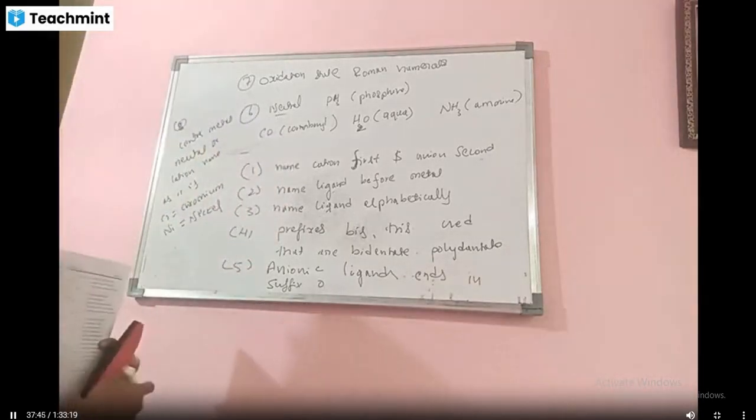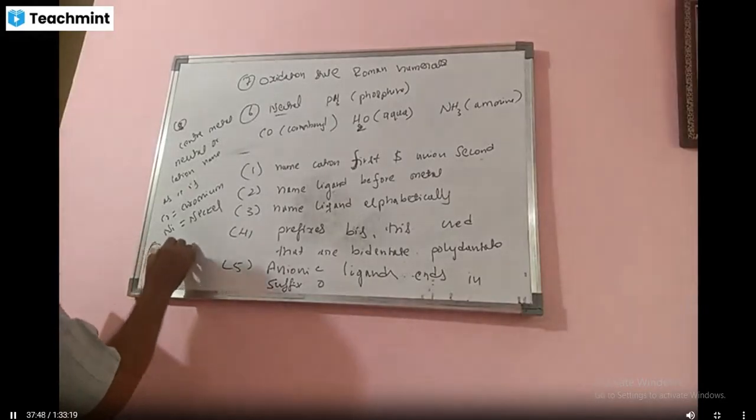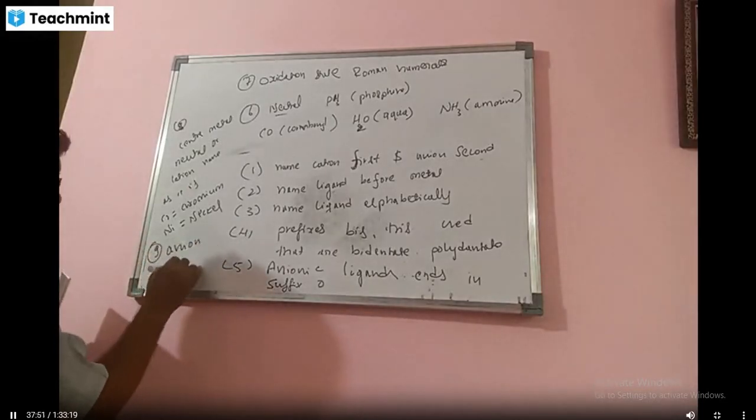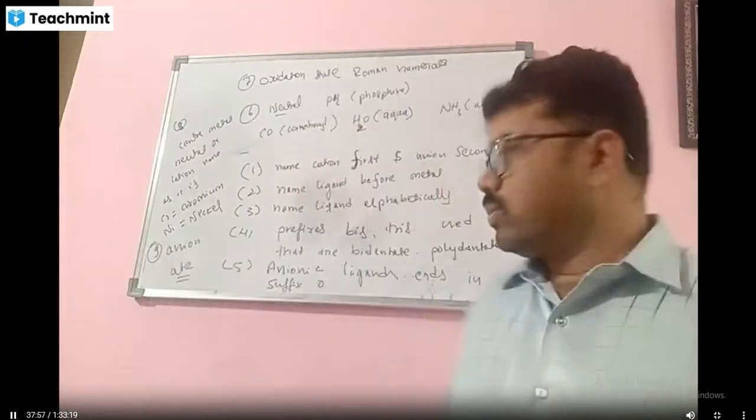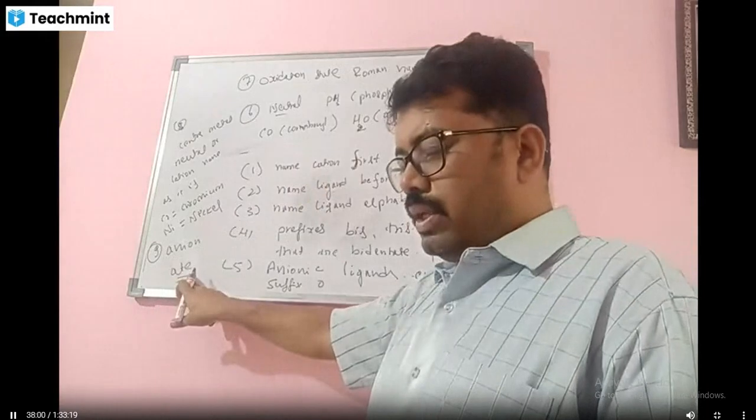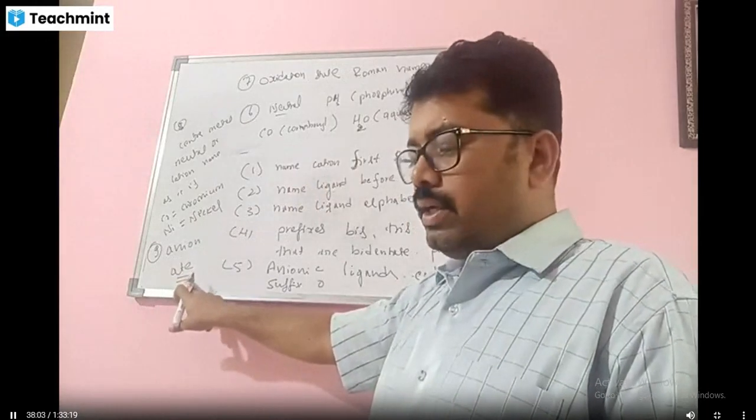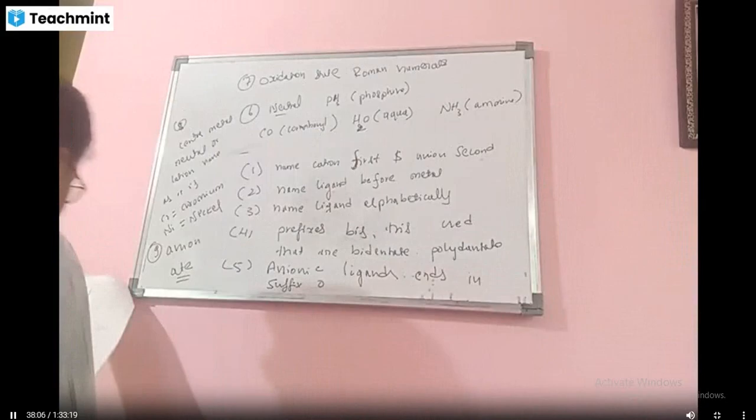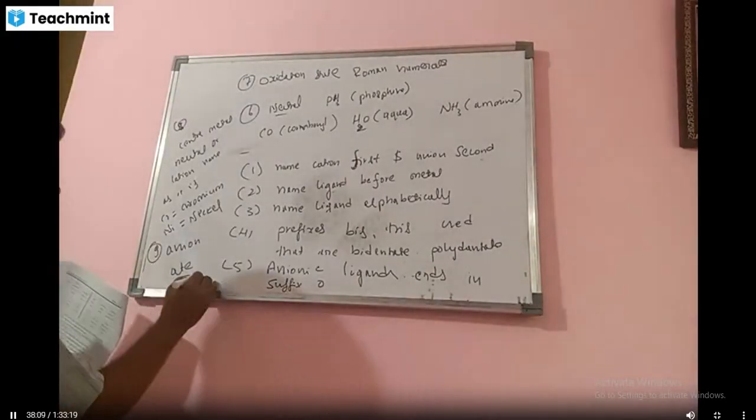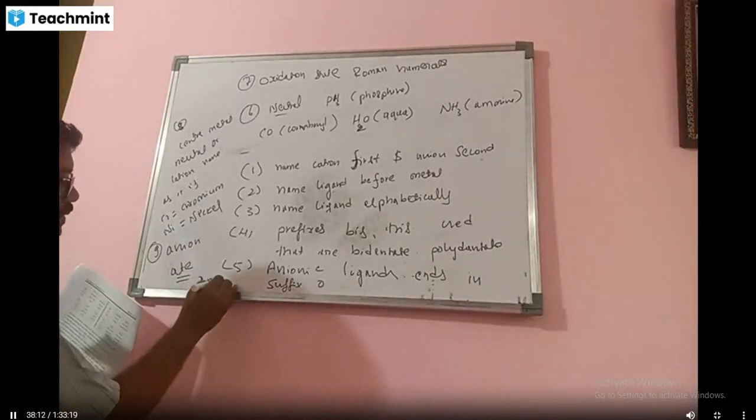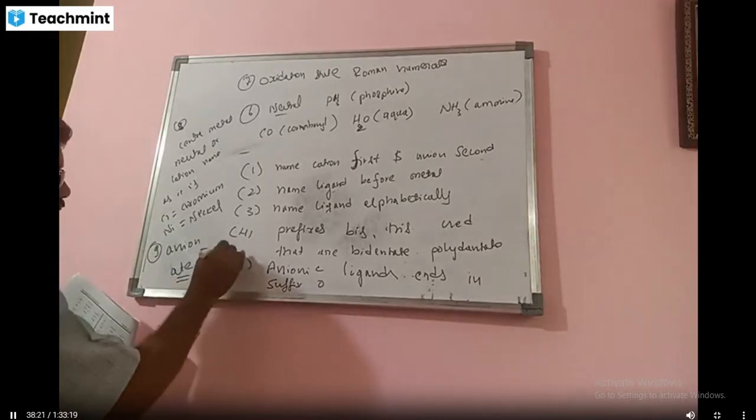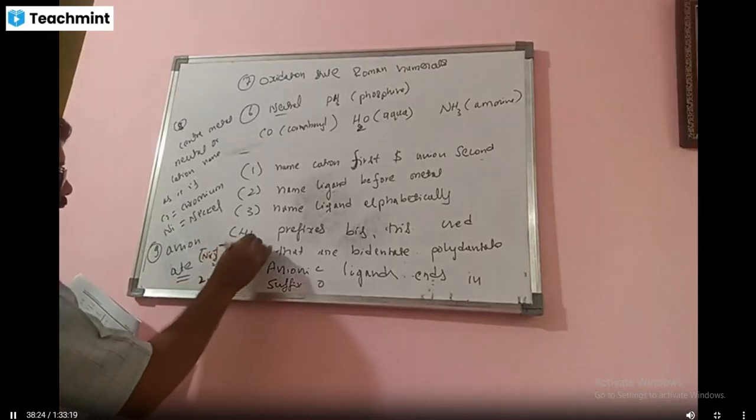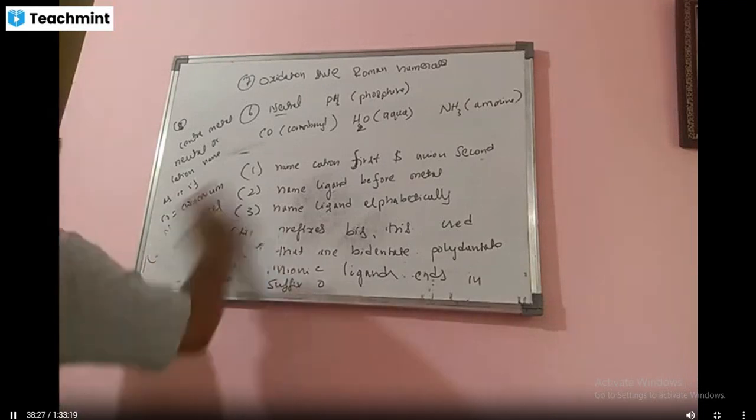Last, if the complex is an anion, you end the name with -ate. Anionic ligands like fluoro, nitro, whichever anionic ligands there are, the name has to end in -ate. For example, if the complex is an anion, nickel complex anion is indicated as nickelate. I will give two examples.